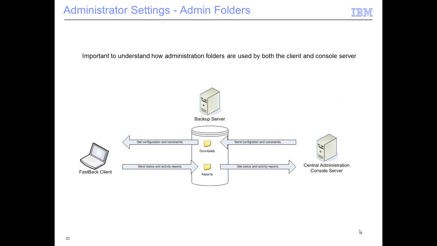So here's a picture of administrator folders, and you can see how the central administration console is able to push configurations and commands out to the folders, and then those are going to be downloaded by the FastBack clients. And on the other hand, the FastBack client will push status and activity reports out to the folders, and the central admin server will pick them up from there, and from that create alerts and status reports. So administrator folders are a great way for the administrator to communicate with the clients and do things like push out fixes, as well as gather information about the backup statuses.